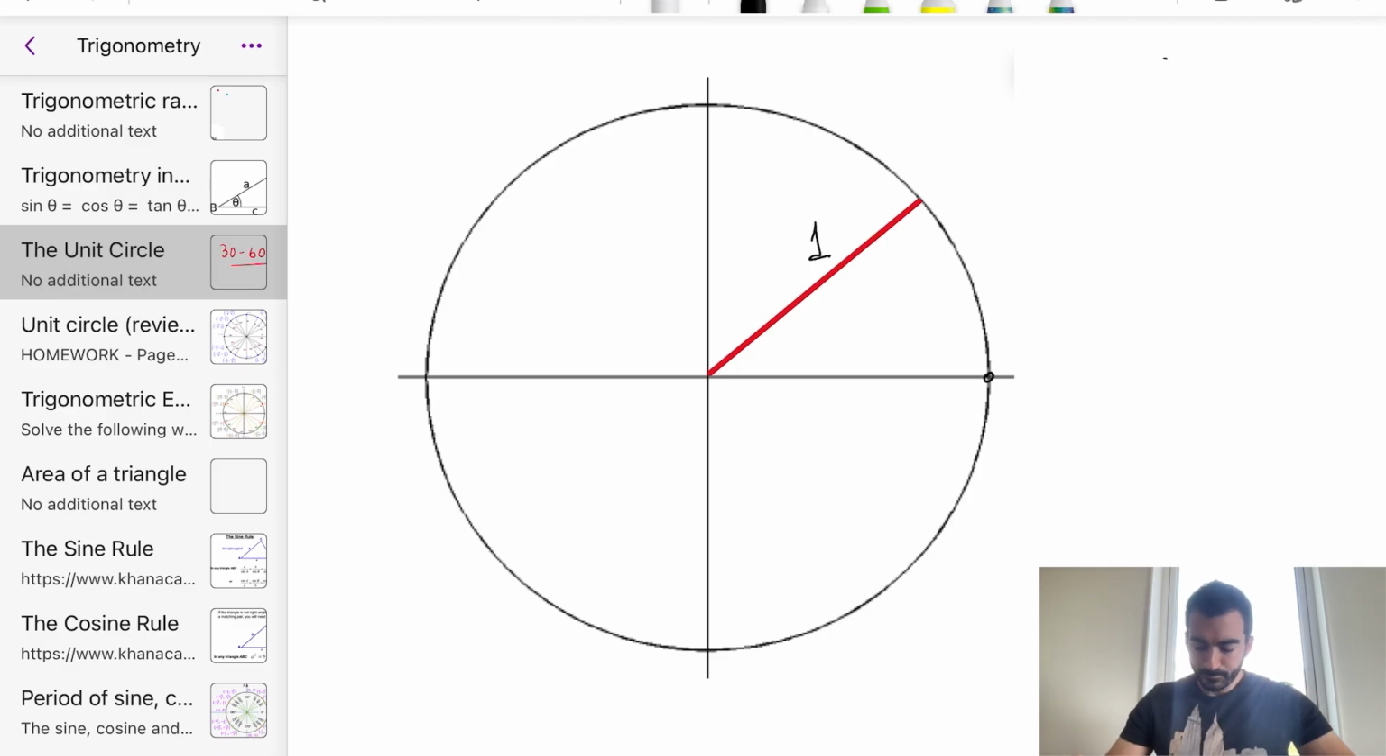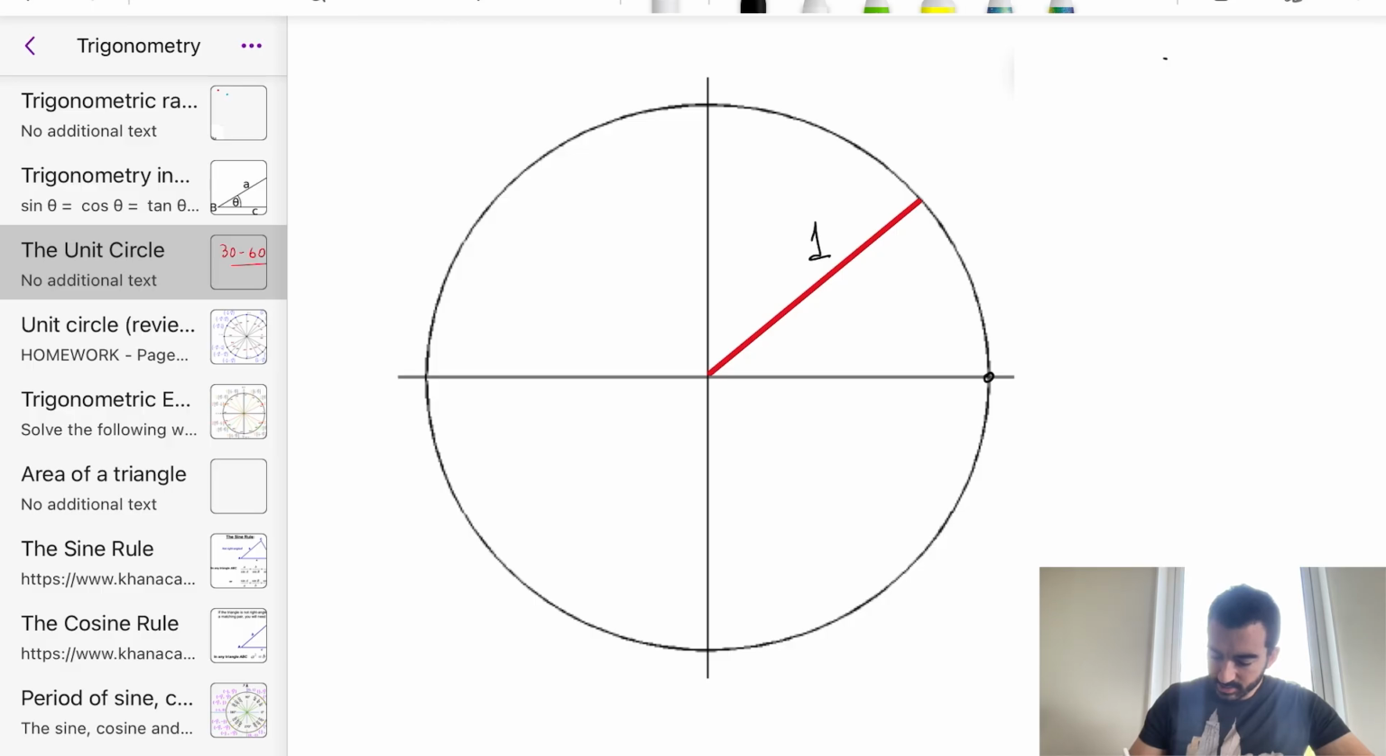Now, if we know that the radius is 1, then we know that this point here is 0 degrees or 360 degrees after we complete the unit circle. This is going to be 90 degrees, so we always go anti-clockwise for positive angles. This is going to be 180 degrees, and this is our 270 degrees.